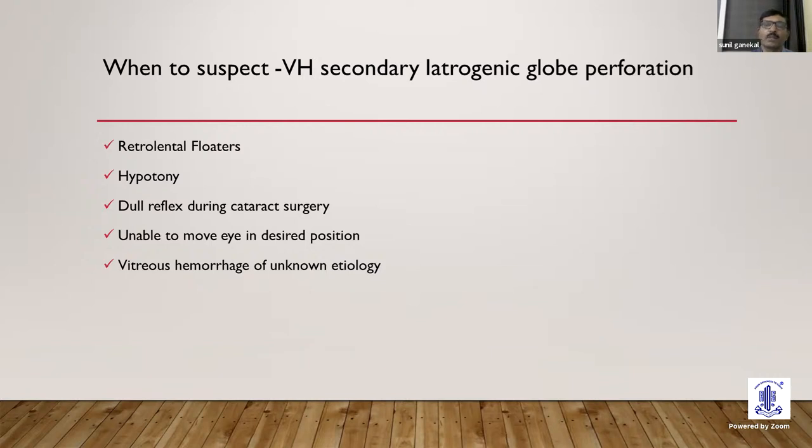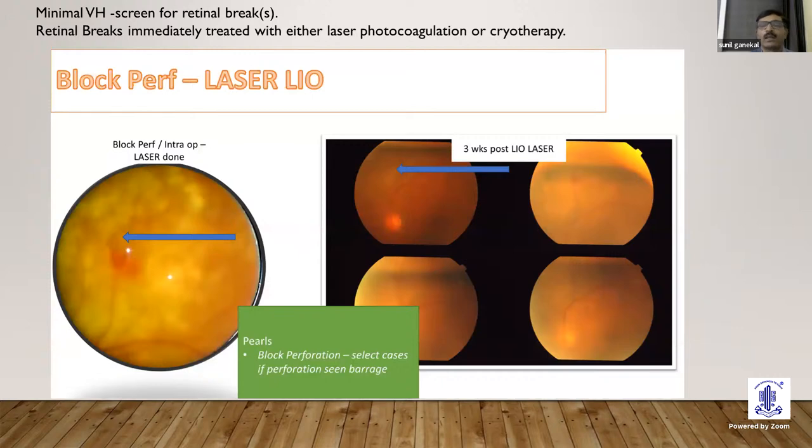If the cataract is minimal, you tend to see retrolental floaters in the form of early vitreous hemorrhage. Sometimes if it is a major perforation, you can have hypotony. A dull reflex during cataract surgery gives a clue that something is wrong in the posterior segment. And if the vitreous hemorrhage is of unknown etiology, with the other eye being normal, you should suspect a globe perforation. If the perforation is clearly seen, you can do an LIO, using a laser indirect ophthalmoscope, and seal the site of perforation.